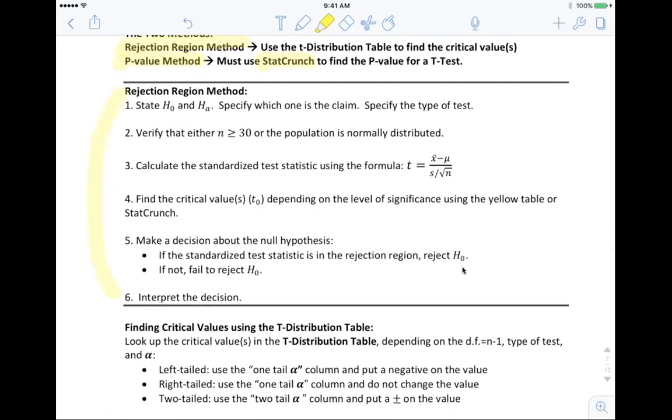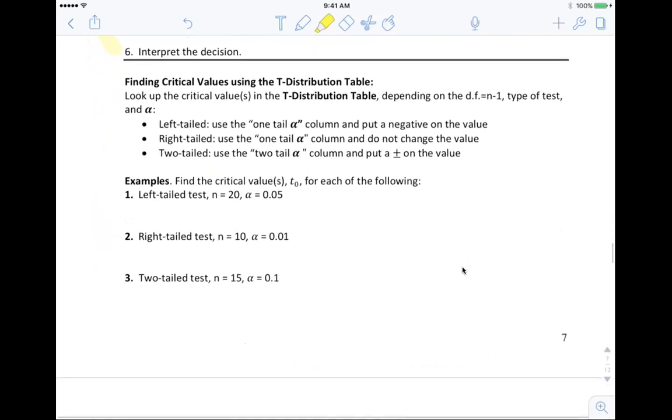The main difference is the formula, a little different. You have a t instead of a z, and you have s instead of sigma. Otherwise, the structure is the same. And when you find critical values, you're going to have to use the table, or you can use StatCrunch. But then steps 5 and 6 are the same. So we'll first practice finding critical values. There are 3 possibilities, left, right, or two-tail, and there's the directions for each one. And we have 3 examples to do.